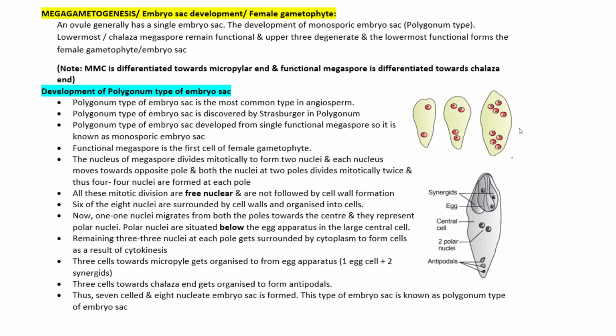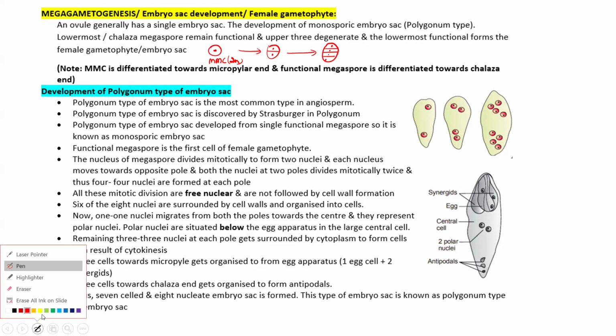In this video, we are going to study the development of the female gametophyte. We have already studied in the previous video that there is one megaspore mother cell, which is diploid, and it undergoes meiosis 1 to form the megaspore dyad, and meiosis 2 to form the megaspore tetrad. So they are making a linear tetrad.